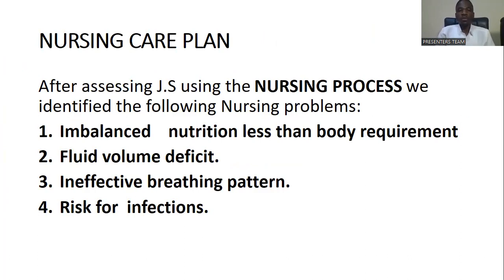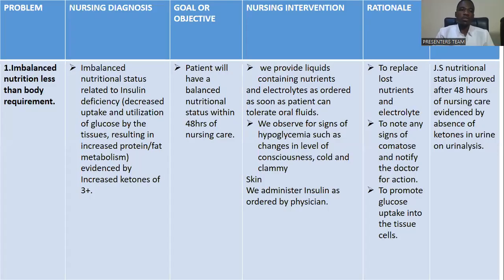I'm going to continue from where my colleague ended, and I'm going to run you through the nursing care plan. So after assessing JS using the nursing process, we identified the following problems. Our first problem was imbalanced nutrition, less than body requirement. Our second problem was fluid volume deficit. Our third problem was ineffective breathing pattern. Our fourth problem was a risk for infections.